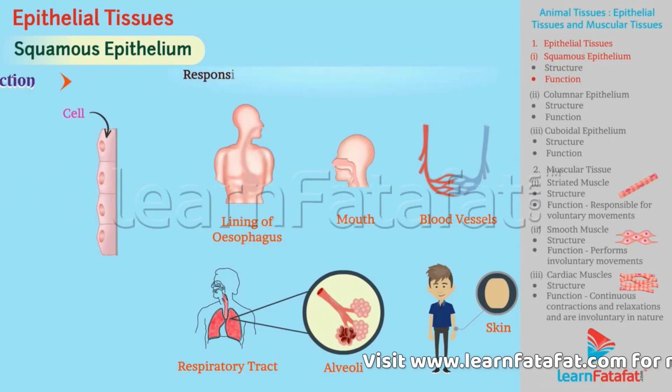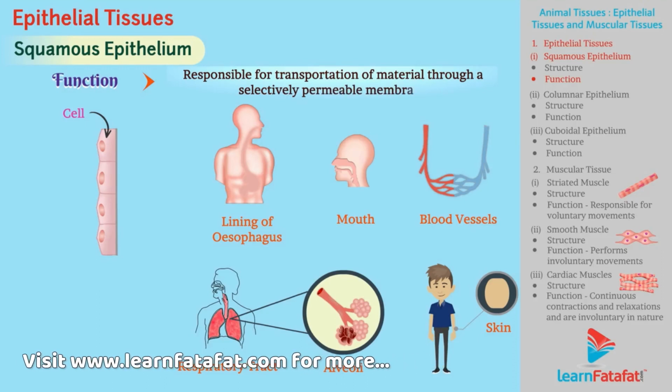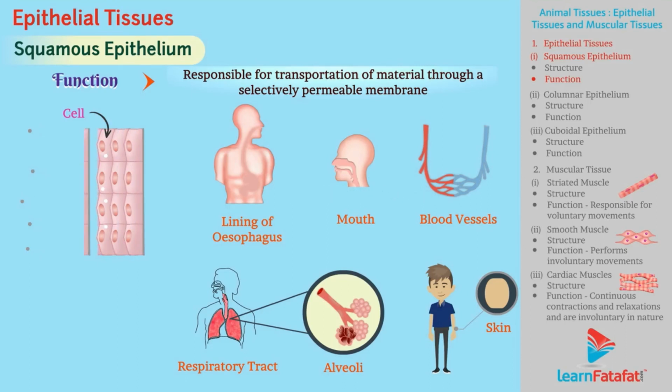This tissue is responsible for transportation of material through a selectively permeable membrane. This membrane allows only specific types of material to pass through it, whereas it restricts others. If this tissue is present in a number of layers, it is called stratified squamous epithelium.